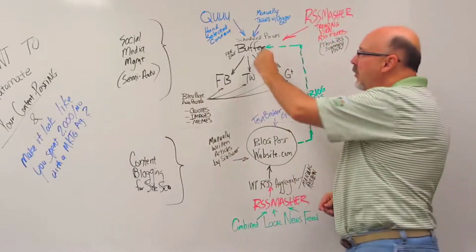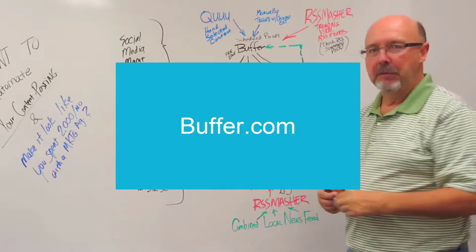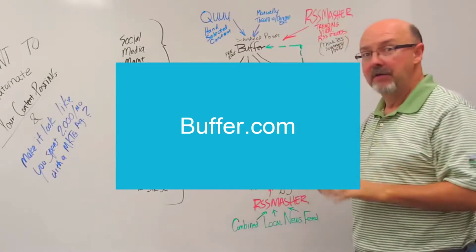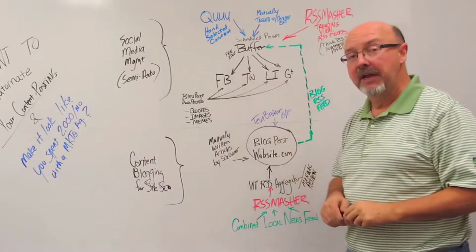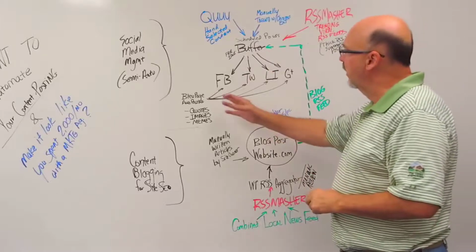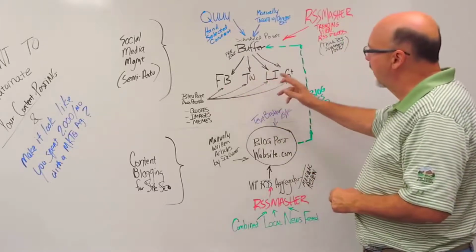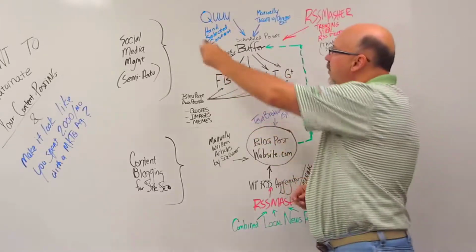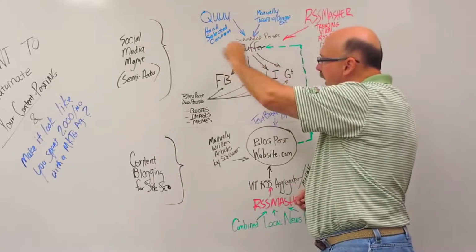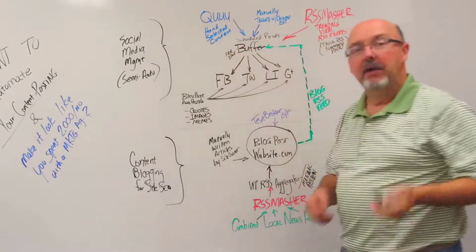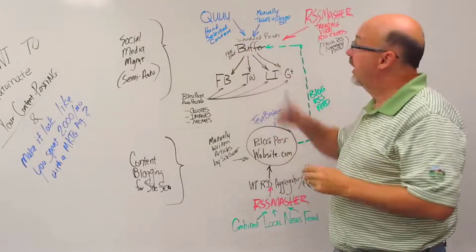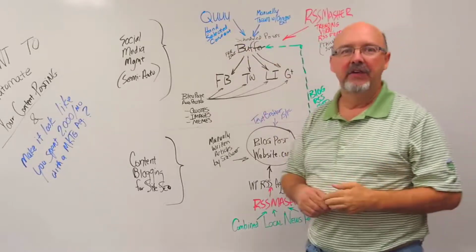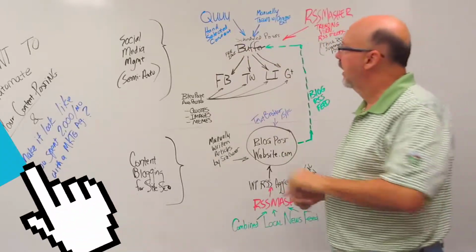And I use Buffer. Now, I have multiple accounts, so I've got the Pro Buffer account, but you can get started with the free account, and it's basically going to be good for Facebook, Twitter, LinkedIn, and Google+. And you drop things into Buffer, and Buffer will automatically post them out based on the schedule that you've set up with Buffer. Now, here's how I make it look professional.